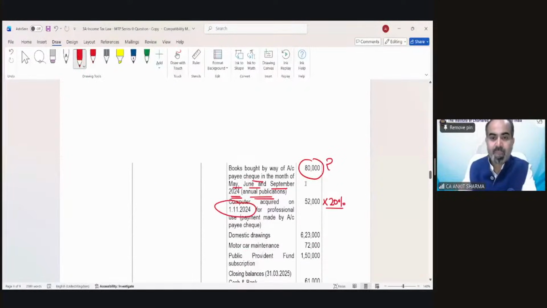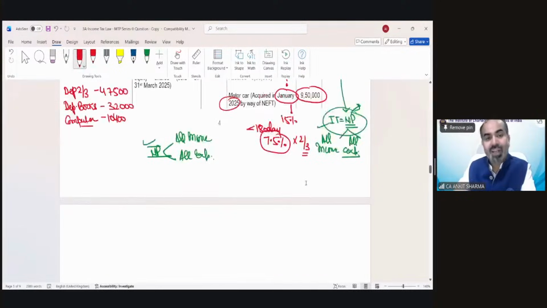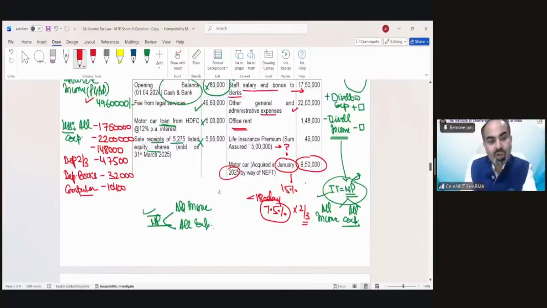Next is domestic drawings. We will skip it. Okay, this is a personal expenditure, so no need to do anything. Motor car maintenance. So all car expenditure we can claim only 2/3. Maintenance expenditure was 72,000. 2/3 would be 48,000.